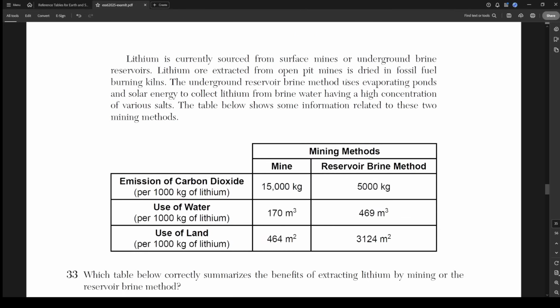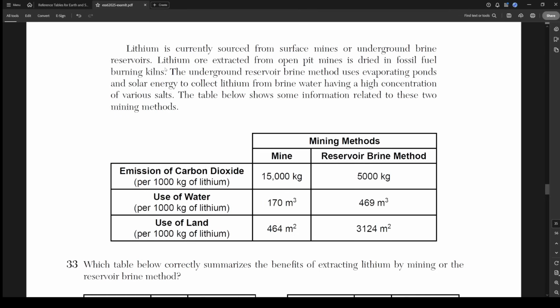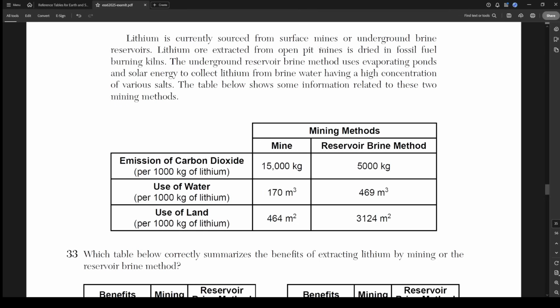All right, lithium is currently sourced from surface mines or underground brine reservoirs. Okay, so they pull lithium from mines or brine reservoirs. Lithium ore extracted from open pit mines is dried in fossil fuel burning kilns. So if they mine it, they have to dry it using fossil fuels. The underground reservoir brine method uses evaporating ponds and solar energy to collect lithium from brine water having a high concentration of various salts. So they're pretty much saying this brine method is better, like less polluting, essentially.